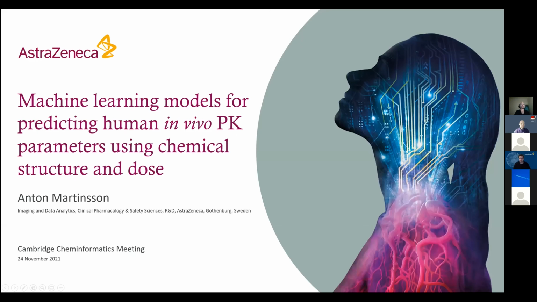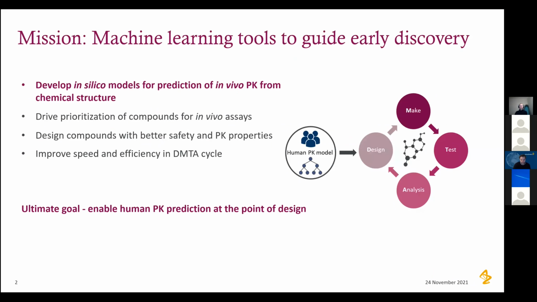Yeah, great. So I'm happy I got the opportunity to present, also that I presented after Jack, because I think this will tie back quite a bit to it. So my talk will be on machine learning models for predicting human in vivo PK parameters using chemical structure and dose. So before I move into the details, I would like to put this into context. So our group works with producing machine learning models to guide early drug discovery. And traditionally, we have mainly been producing models to predict in vitro assay endpoints.